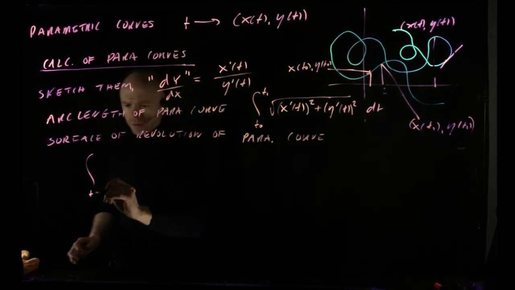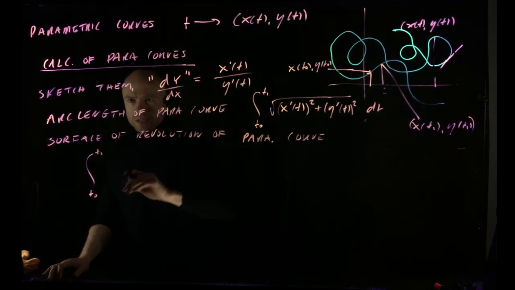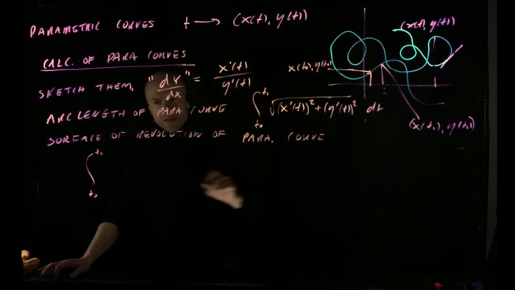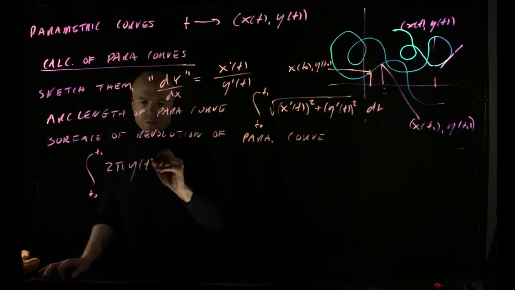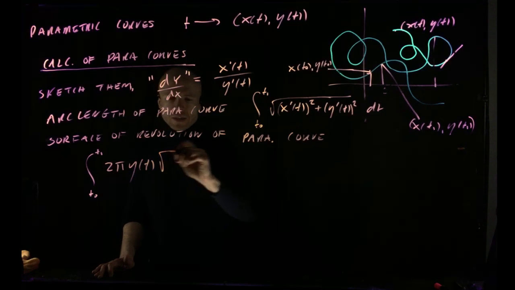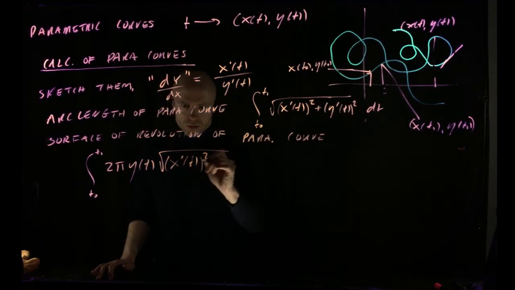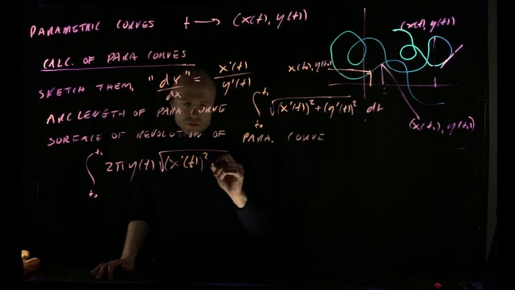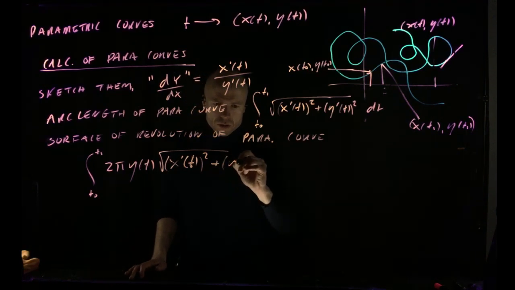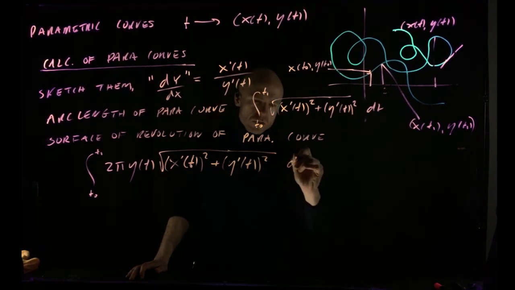Then we learned that this thing was the surface of revolution. We have to first account for the circumference of the band, so it's going to be 2 pi y of t, that gives the circumference, and then the thickness of the band, which is this thing, dt. Again, everything is pictures. Do not try and memorize this stuff. Just draw the picture.